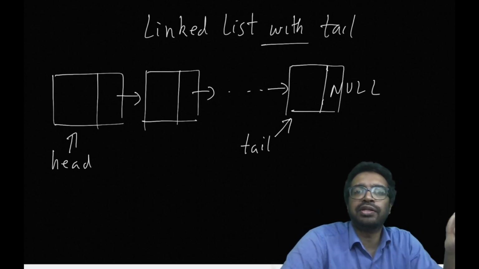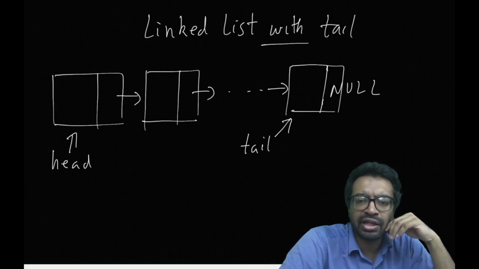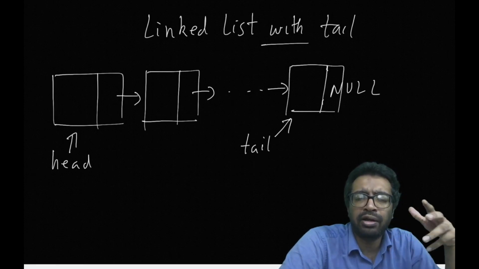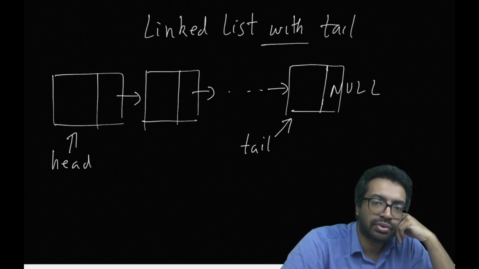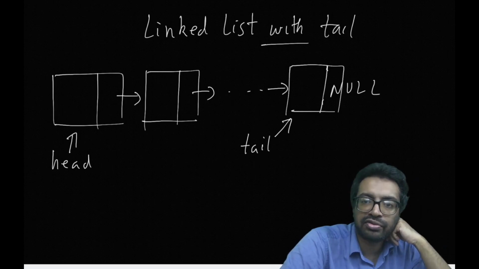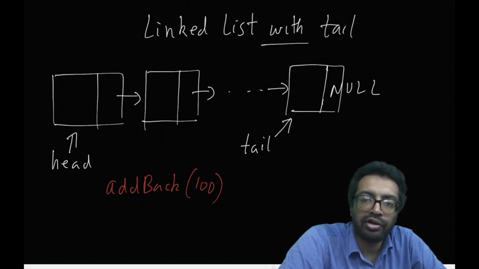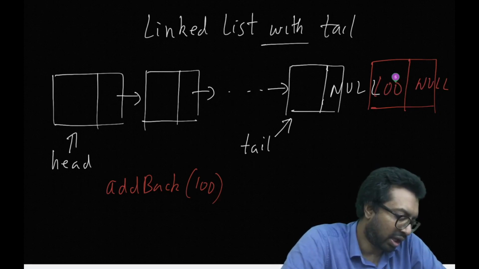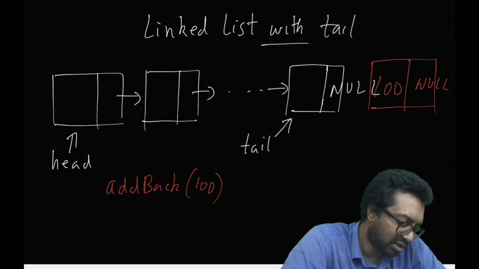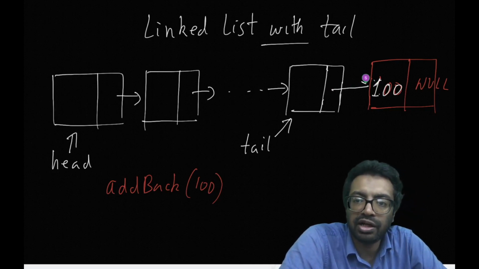Okay, so our intention was to create a list data structure which can add a node to the back of the list faster. Can I do that here now? If I want to add a node to the back of the list, what do I need to do? So I want to do addBack and let's say 100. What I will do is create a new node here with 100, and I am going to remove this null.